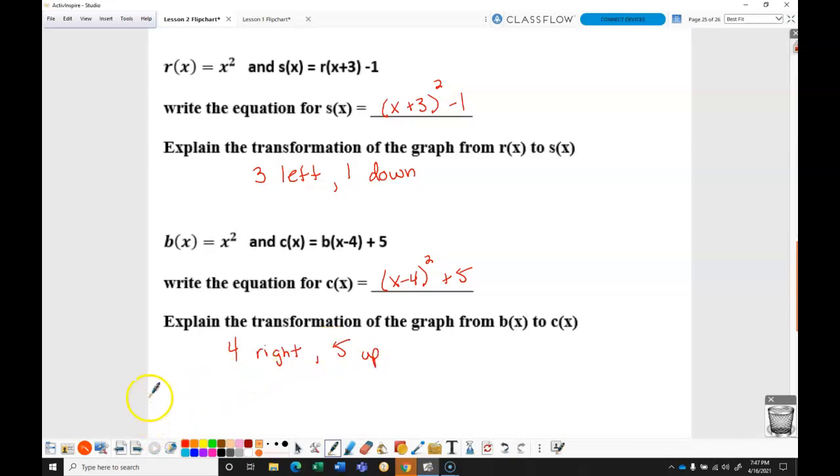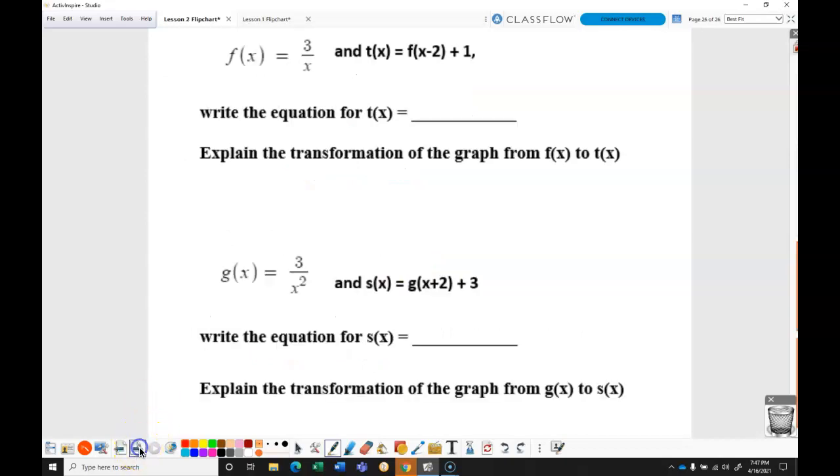So what you can do right now is go to your closure and give it a shot. See if you can come up with a new equation and the transformations. Okay, and get that closure submitted so that you get your grade for today.